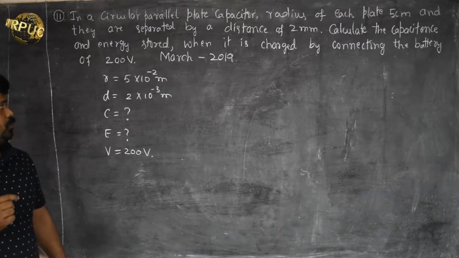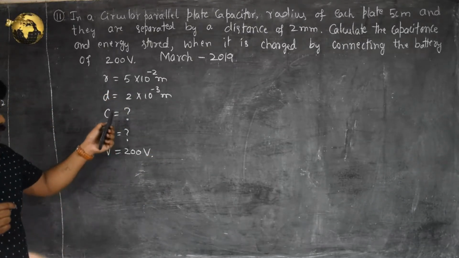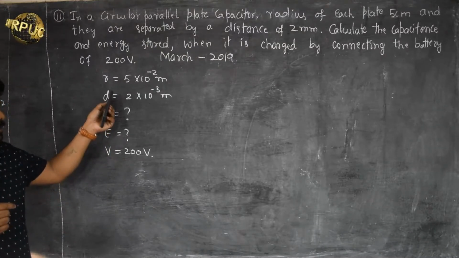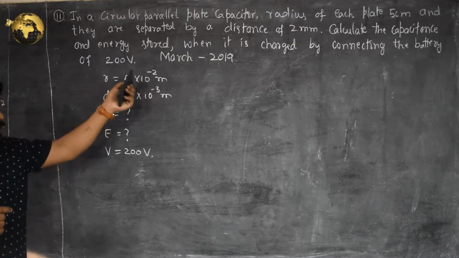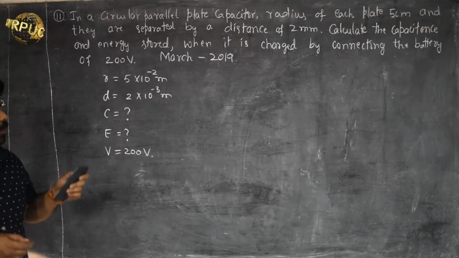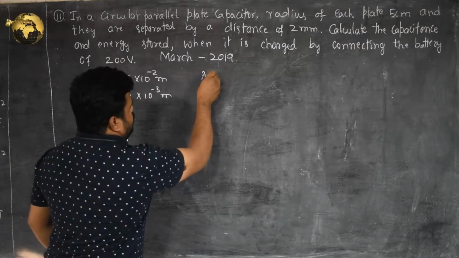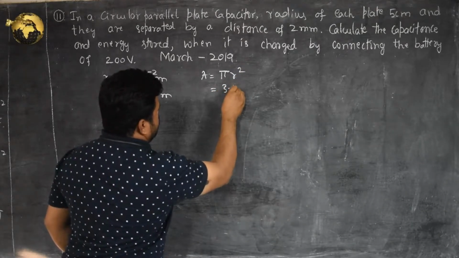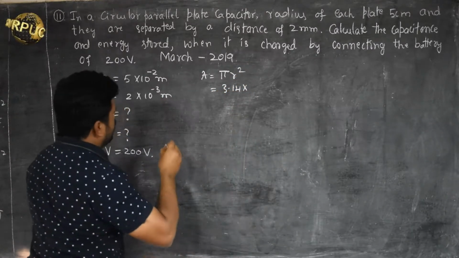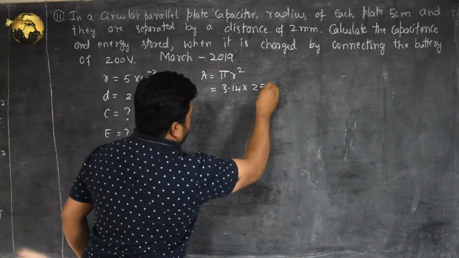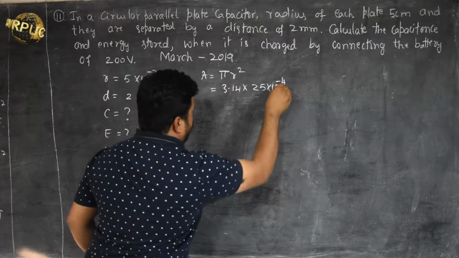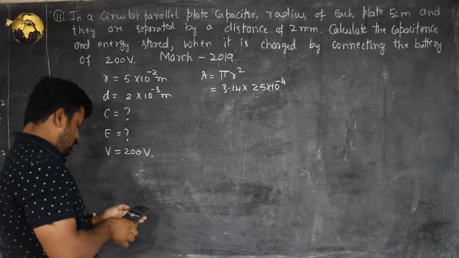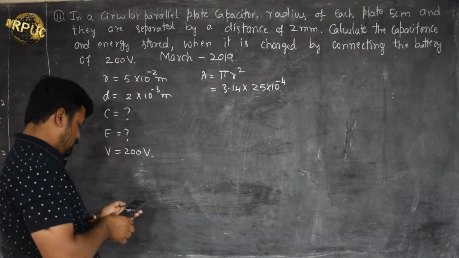So let's solve this. Radius is given, and capacitance is related to distance and area. So let's find out the area of the circular parallel plate. Area of a circle is pi r square. So 3.14 into 25 into 10 to the power minus 4. So 3.14 multiplied by 25.